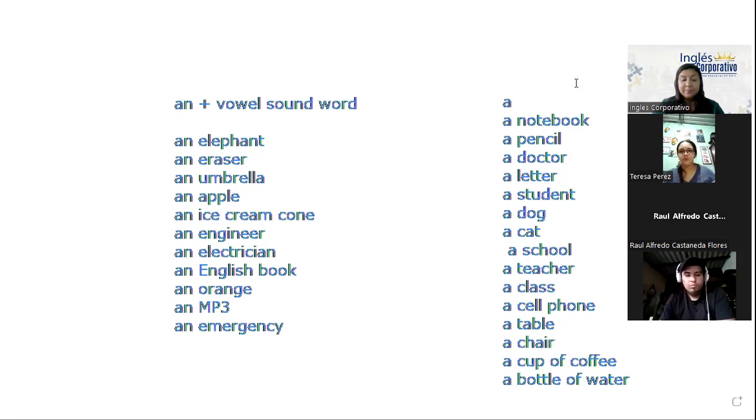Excuse me? No le logro entender. No sé si seré yo. Un búho. An owl. No, no sé si me lo escribe mejor.